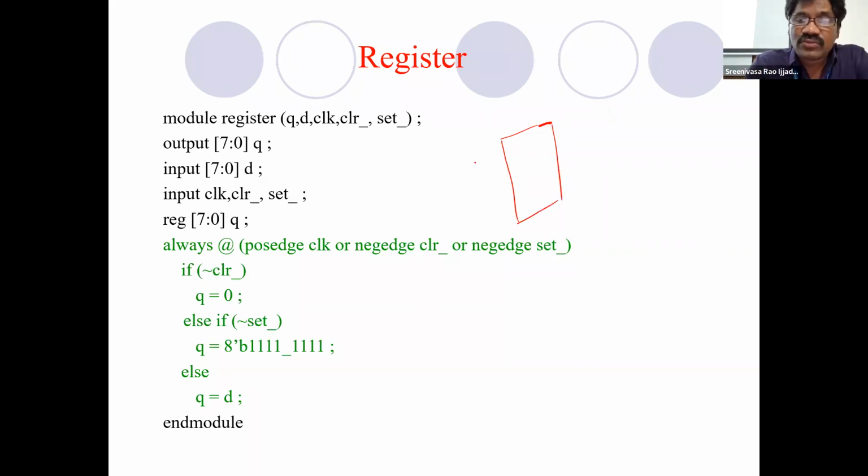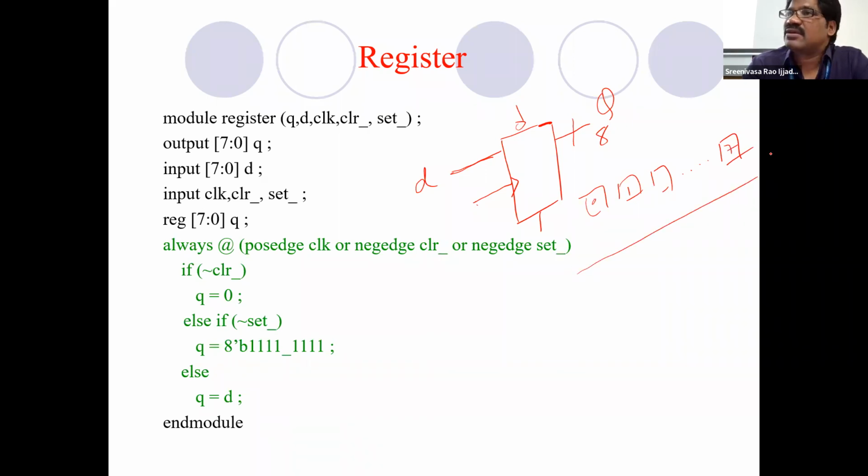I have inputs. This is the D input, and these are the outputs, Q. The size is 8 bits. Definitely a clock is there, I use the positive clock. And clear is there, and set is there. So inside this box, you have 8 flip-flops, let us say D0 to D7. For them the clock is given. The clock can be applied to them either sequentially, synchronously or asynchronously. That depends on you.